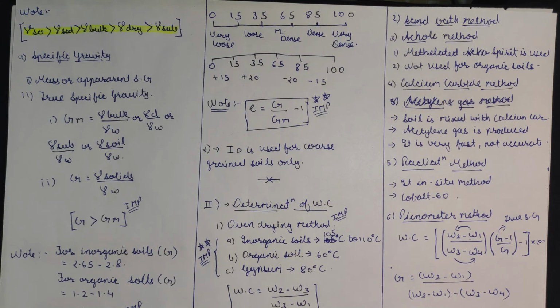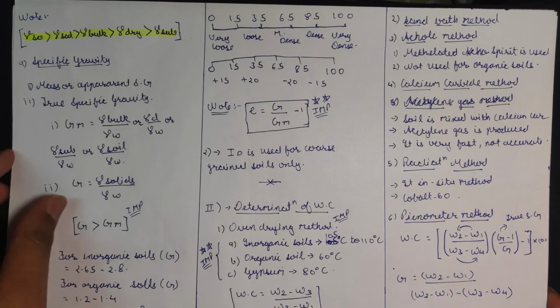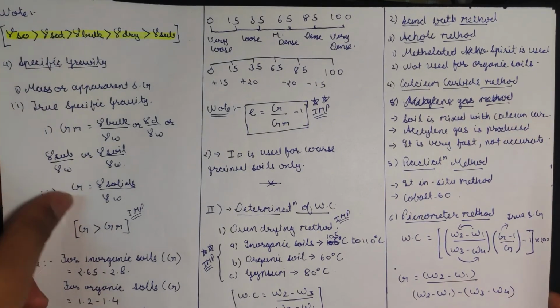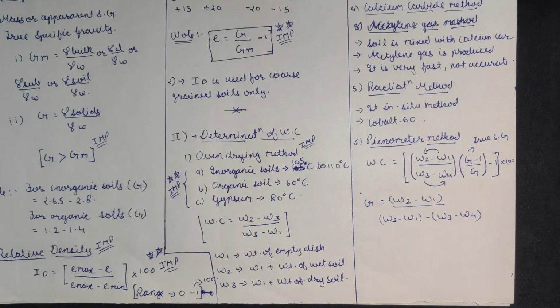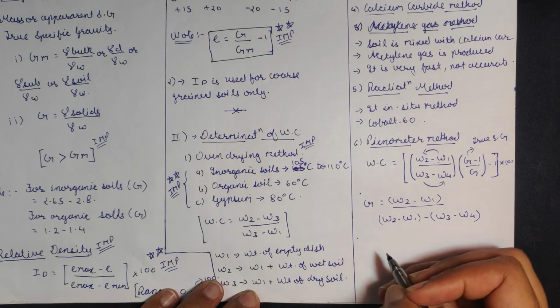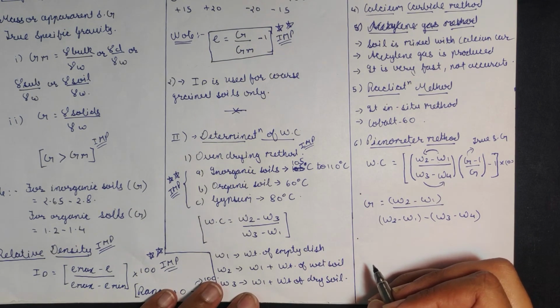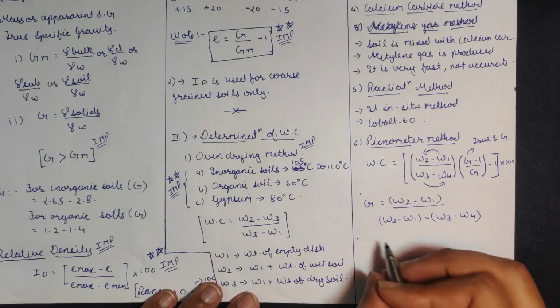So here are all the methods from which we can find the water content of the soil. Now we will see how to find the unit weight of the soil. To determine the unit weight of the soil, also there are different methods from which we can find the unit weight of the soil. We will only see the in situ unit weight methods.